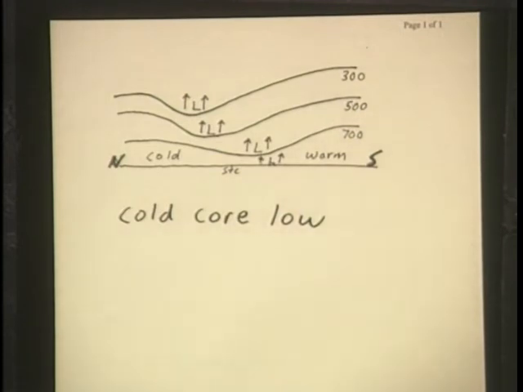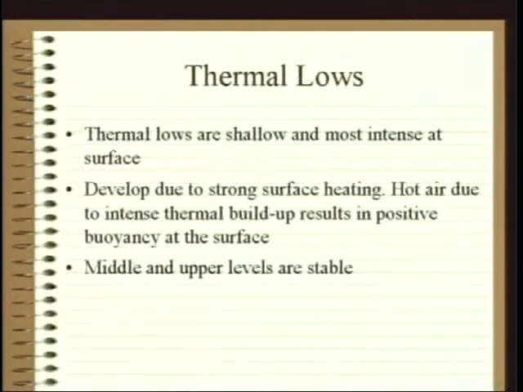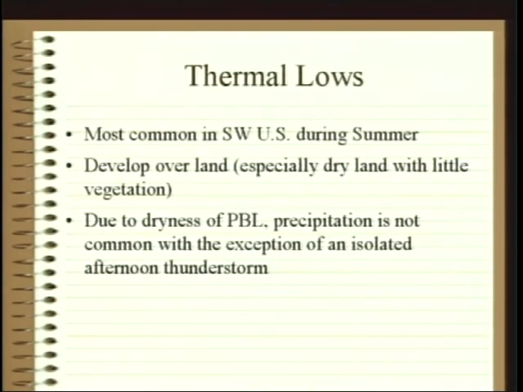Next, we'll look at the thermal low. Thermal lows are shallow and most intense at the surface. They develop due to strong surface heating. Hot air due to intense thermal buildup results in positive buoyancy at the surface. The middle and upper levels tend to be stable in a thermal low situation. They're most common in the southwestern United States in summer.